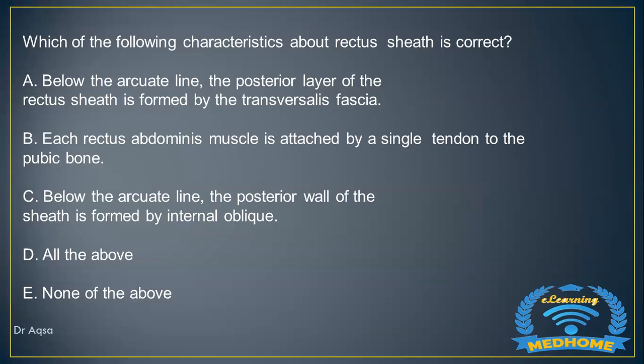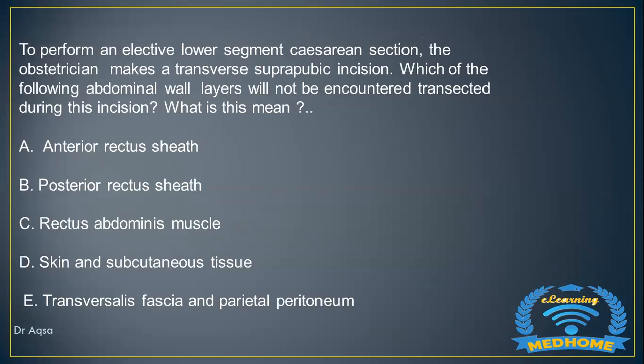So Sana, would you like to take the next question also? Okay, so it goes here for you. To perform an elective lower segment cesarean section, the obstetrician makes a transverse suprapubic incision. Which of the following abdominal wall layers will not be encountered or transected during the section? Anterior rectus sheath, posterior rectus sheath, rectus abdominis muscle, skin and subcutaneous tissue, transversalis fascia, and parietal peritoneum. Well, transversalis fascia and parietal peritoneum may be the answer.